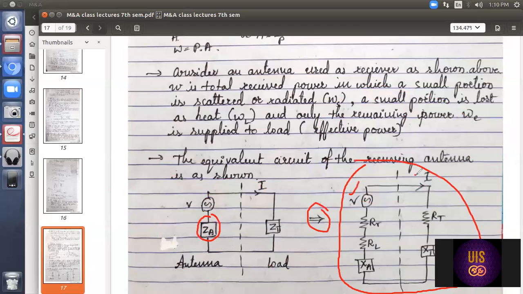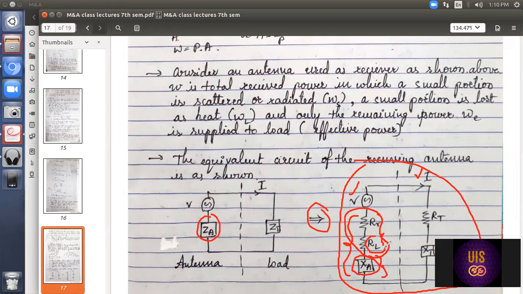V and I are the voltage and current. This is the potential difference and this is the current flow. ZA has got the resistance part and the reactance part. XA is the reactance, and there are two different resistances I have considered.